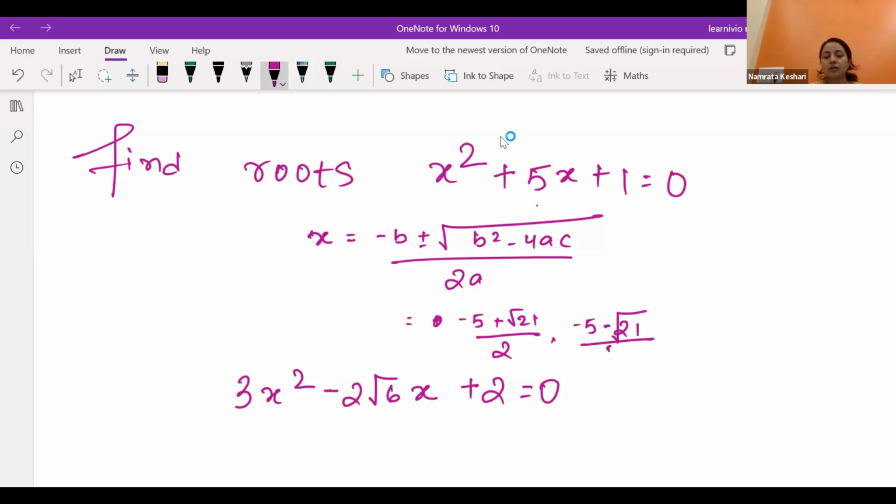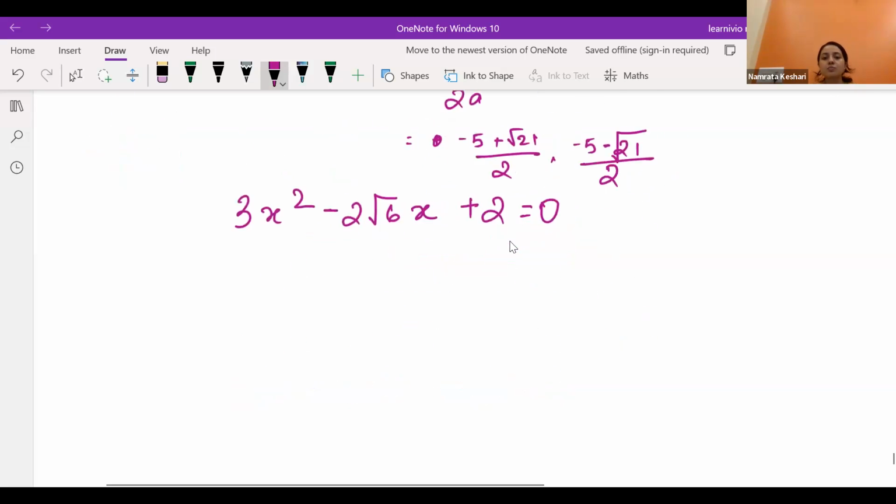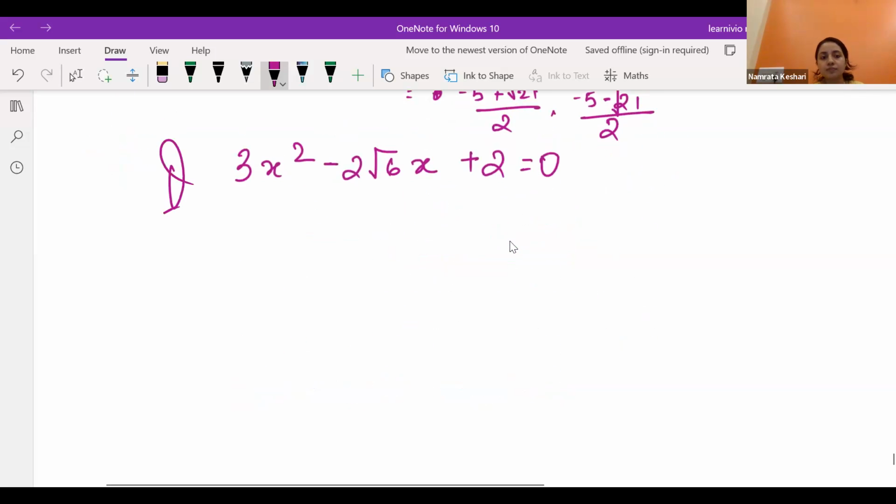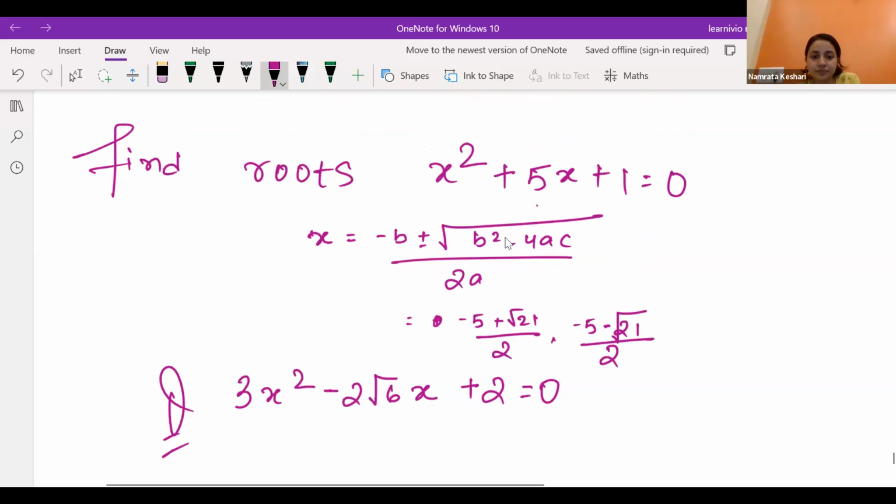Please, rest of the students, check it. Are you getting the same? Please do the first one, then the next one as well. Okay, done with the rest. Please check it. Are you getting the same, -5 plus root 21 by 2 and -5 minus root 21 by 2? Yes, ma'am. Okay, everyone is getting the same. So if you are done with this one, please do the next one.